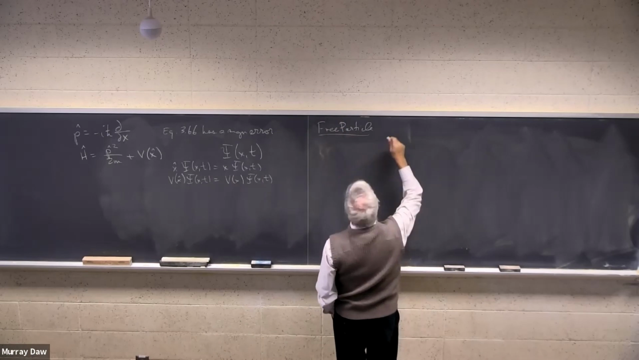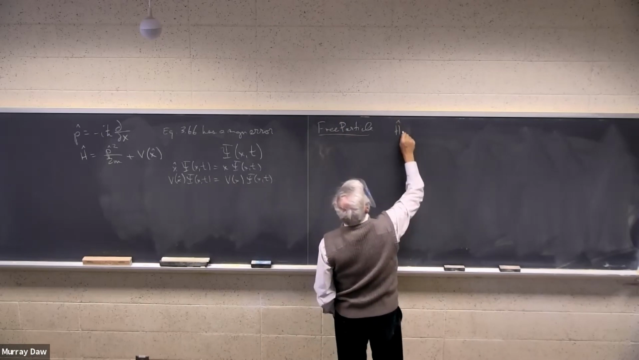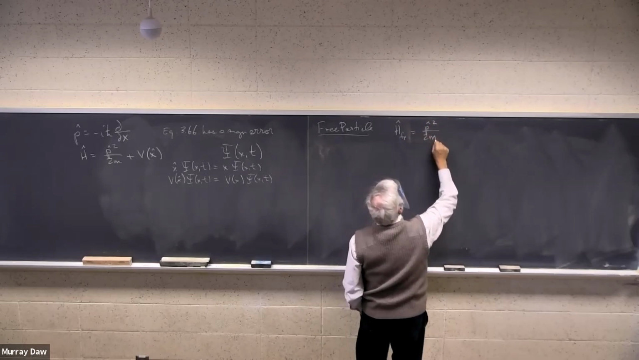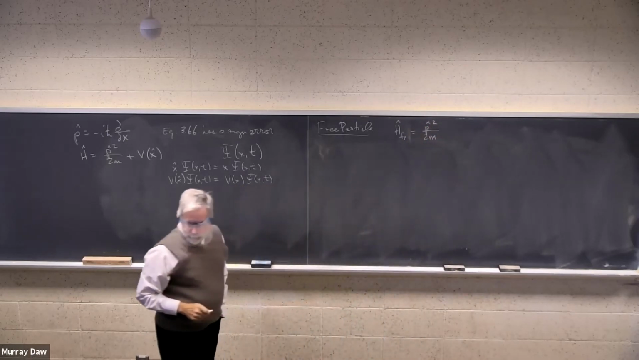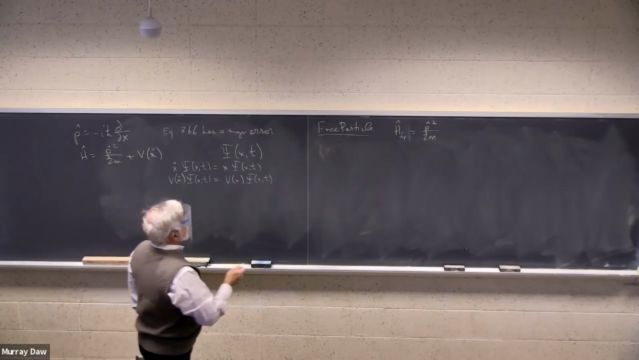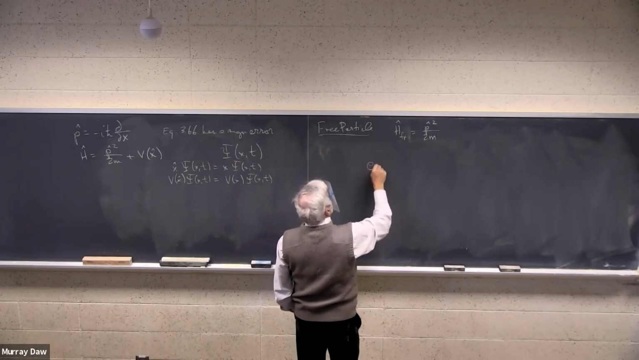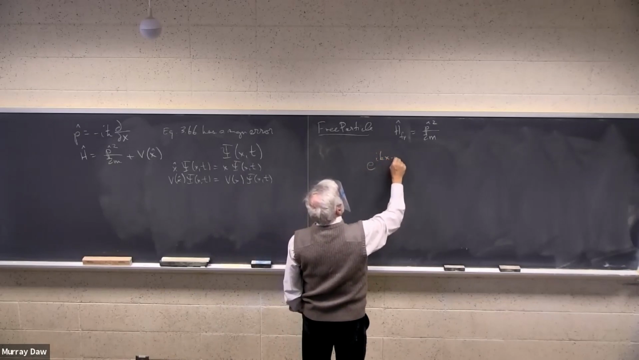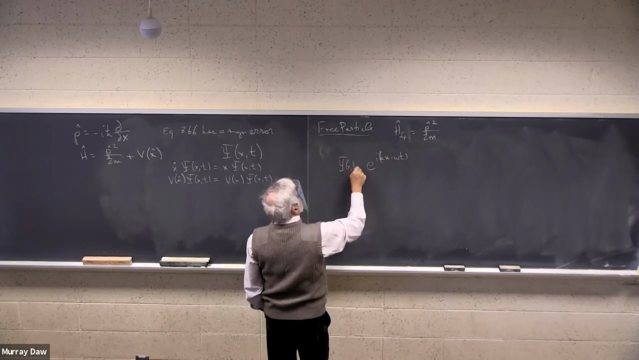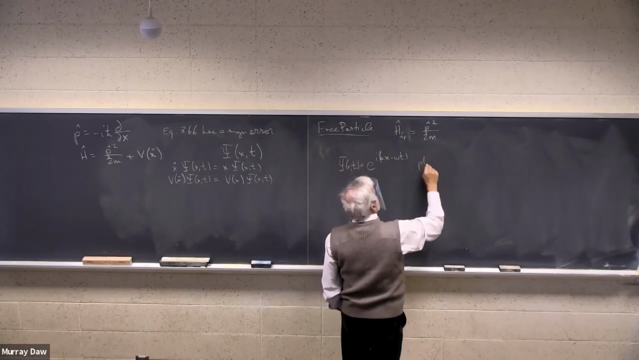In which case the potential energy is 0. And the Hamiltonian for a free particle is the kinetic energy. All right, so let's suppose we have a plane wave, for example.